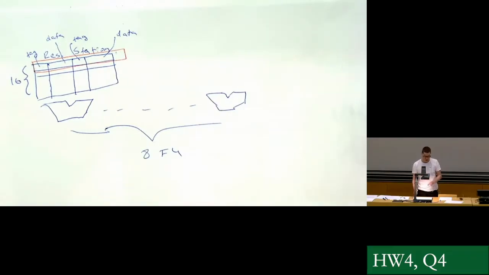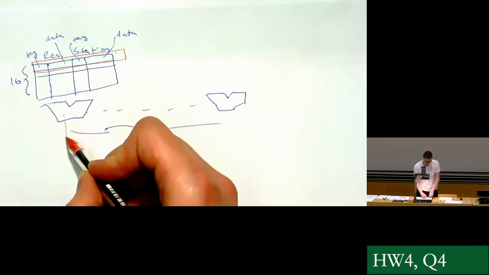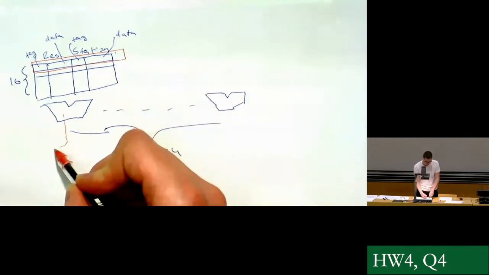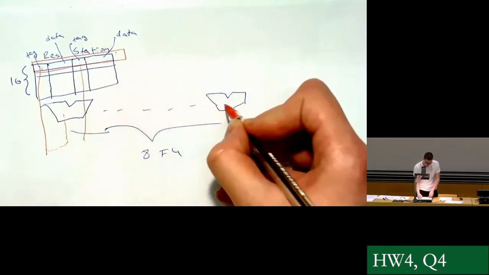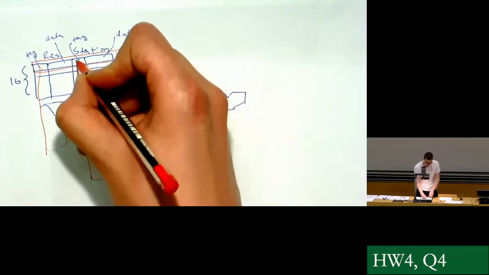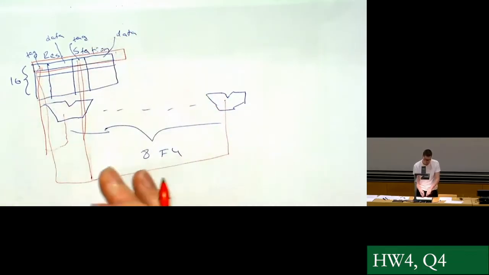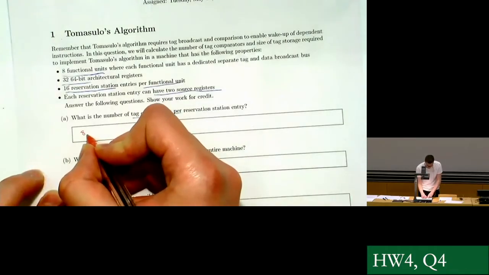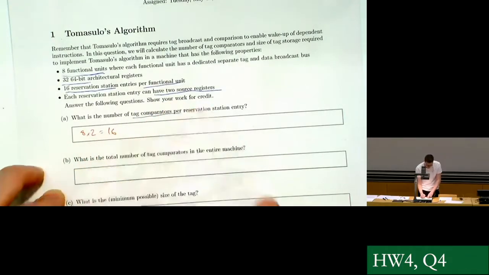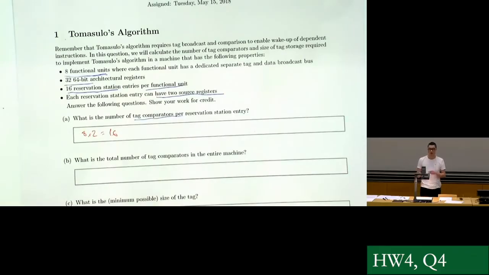Okay, is it clear? So basically, the result coming out of this functional unit will be compared against this tag and this tag. Same for this functional unit, right? It will need to be compared against those 2 tags. And the same is true for all functional units. Basically, we will need 2 comparators per functional unit. Then the answer is 8 by 2, which is 16 tag comparators per reservation station entry. Okay, is it clear?